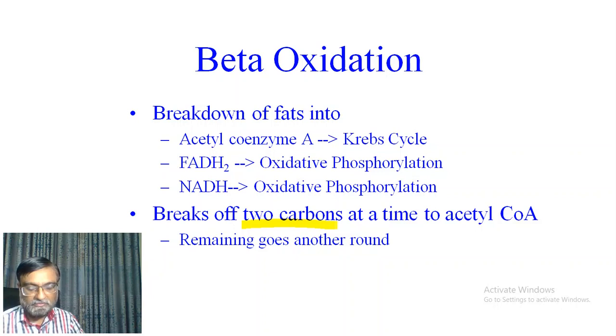So, for example, if you have an 18 carbon chain fatty acid, two carbons will be separated into acetyl CoA, with the remaining 16 carbons. That 16 carbon chain will undergo another beta oxidation process. So again, two carbons will be cut from there to form acetyl CoA, and the remaining 14 carbon chain will be there. So we will be looking at how that happens.